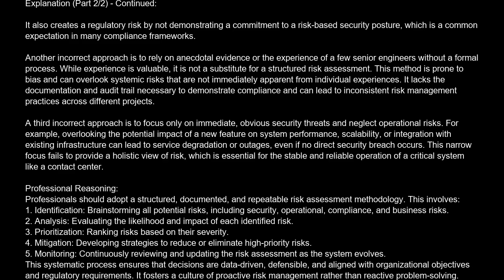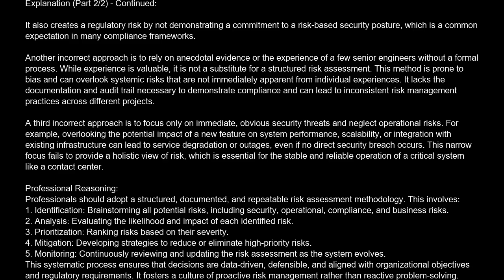Professional reasoning. Professionals should adopt a structured, documented, and repeatable risk assessment methodology. This involves: 1. Identification, brainstorming all potential risks including security, operational, compliance, and business risks. 2. Analysis, evaluating the likelihood and impact of each identified risk. 3. Prioritization, ranking risks based on their severity. 4. Mitigation, developing strategies to reduce or eliminate high-priority risks. 5. Monitoring, continuously reviewing and updating the risk assessment as the system evolves.